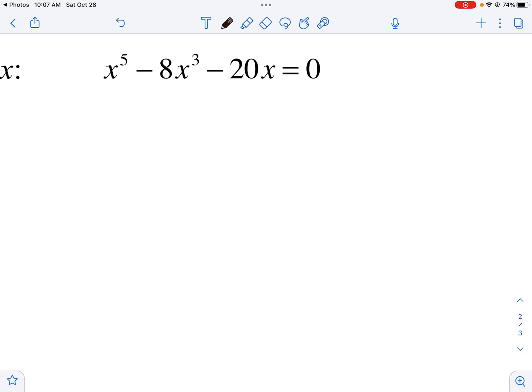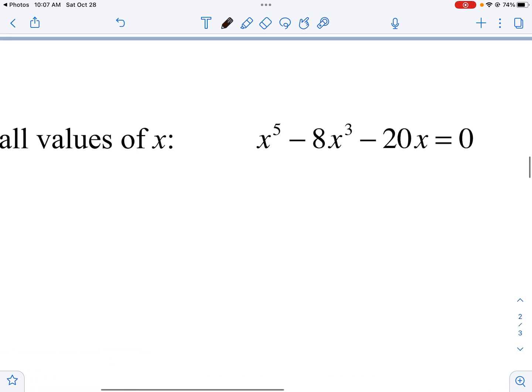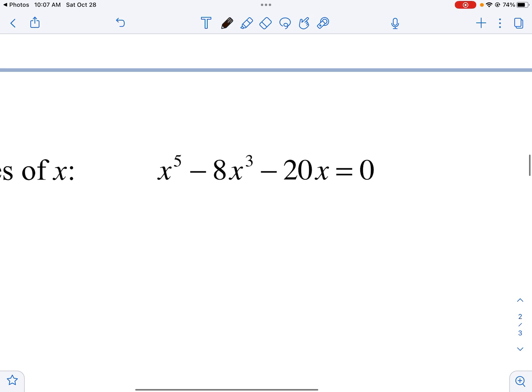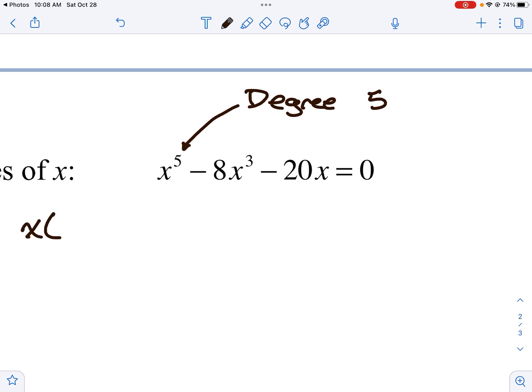All right, so how do we solve a polynomial like this, knowing that it's equal to 0? The first thing that you want to look at is what's the largest exponent that's showing? So this is a degree 5, which means I need to see 5 answers for this to be considered correct. So first line of defense, is there a GCF? They all have at least one x. So I'm going to factor out the x.